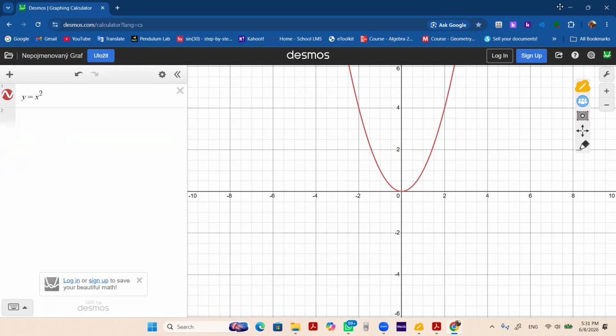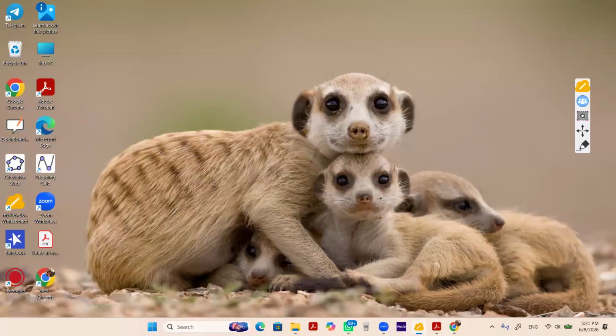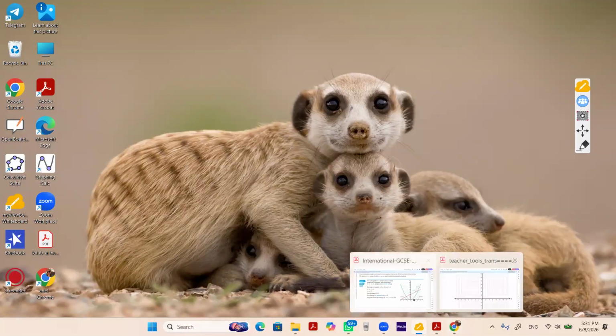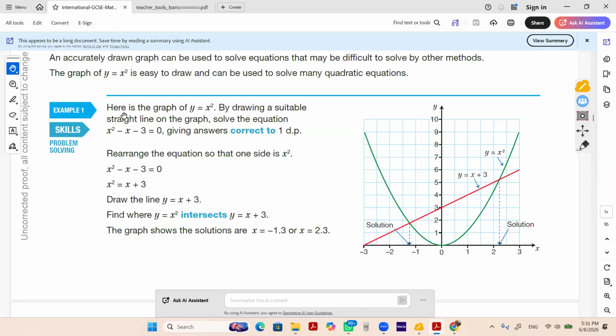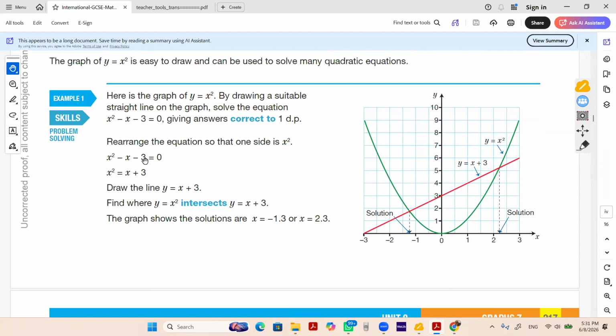Okay. Let's see what is the problem in your book. He wrote here is the graph y equals x squared. It's the same graph that we drew on Desmos. Okay? By drawing a suitable straight line on the graph, solve the equation x squared minus x minus 3, giving the answer to correct one decimal place. What's the meaning of x squared minus x minus 3? Y here equals x squared, right?